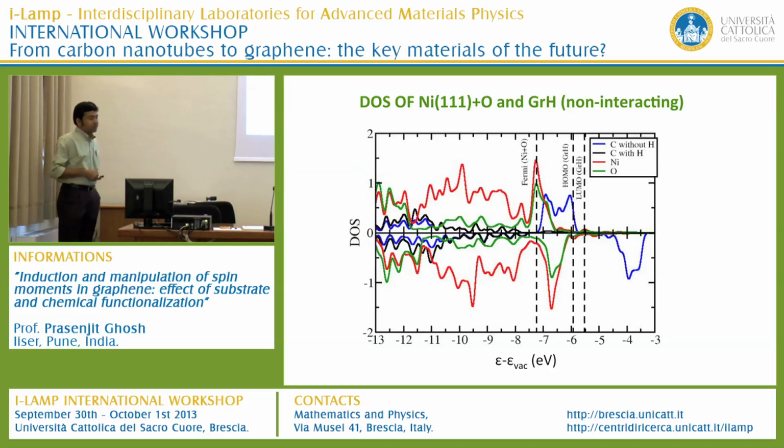Coming to the conclusions, what we have seen is that introduction of a spacer oxygen layer decouples the graphene sheet from the nickel substrate. For this case, the Dirac cone moves above the Fermi energy due to weak interactions, and hydrogenating the graphene sheet results in a strong interaction, and it also results in a massive enhancement of the magnetic moments of the surface nickel atoms.